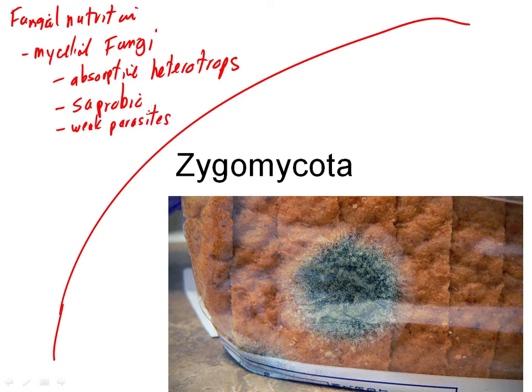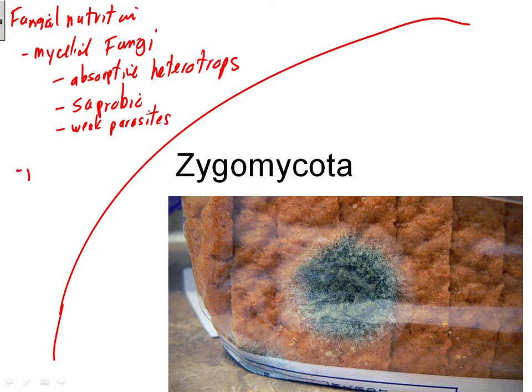By weak parasites, we mean they don't kill their host organism. The host organism will survive and will reproduce, continue its life, continue the generations. But if, for instance, it is an agricultural crop, agricultural output will be harmed. Sometimes, if it's a bad infestation, will be drastically harmed. So absorptive heterotrophs, saprobic or weak parasites, are very common of these kinds of absorptive heterotrophs.